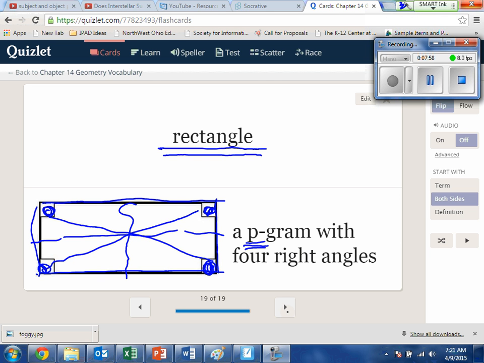Okay, so those are our vocabulary words that we need to know, and they're very important that we know them too. So if you haven't already, go ahead and put that in, and I'll talk to you later.